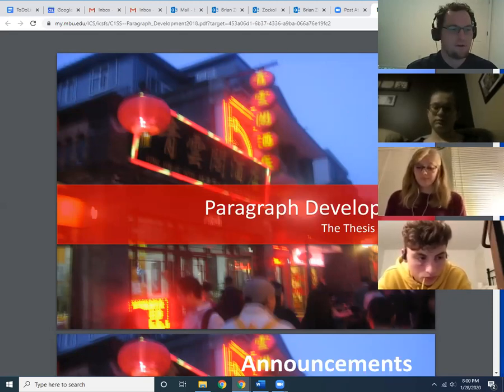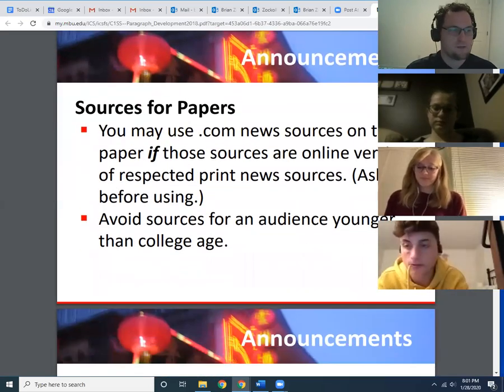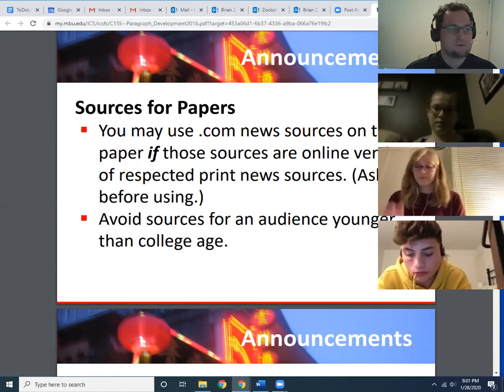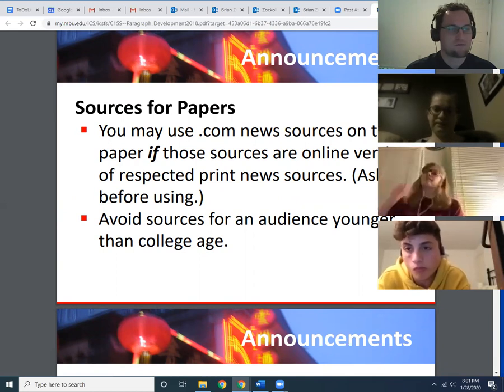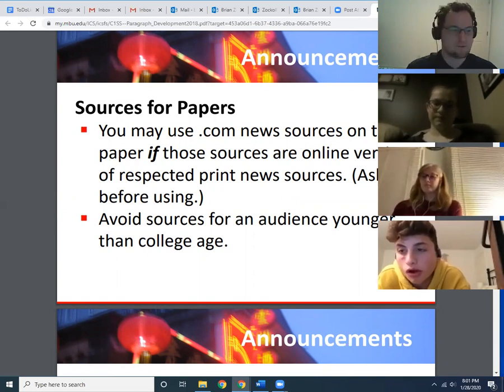So here we go, paragraph development. Now, a couple of announcements first. For your papers, in this first paper, this comparison contrast paper, I'm okay with you using online versions of respected print news sources. It's okay to ask before you actually use them.